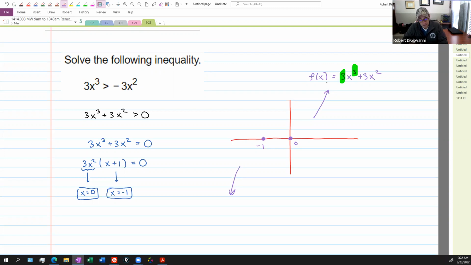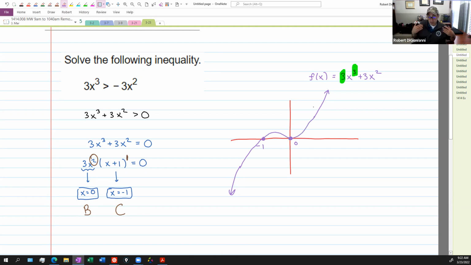It's my wife's dog. All right, left side down, right side up. Is that okay? And then let's see, at -1, I'm going to cross through at -1 because the multiplicity on that factor is odd. And then at 0, I'm going to bounce because the multiplicity there was 2 on that factor. So that's even, so bounce. So if I draw this, I should cross through it at -1, bounce off at 0 and go up.